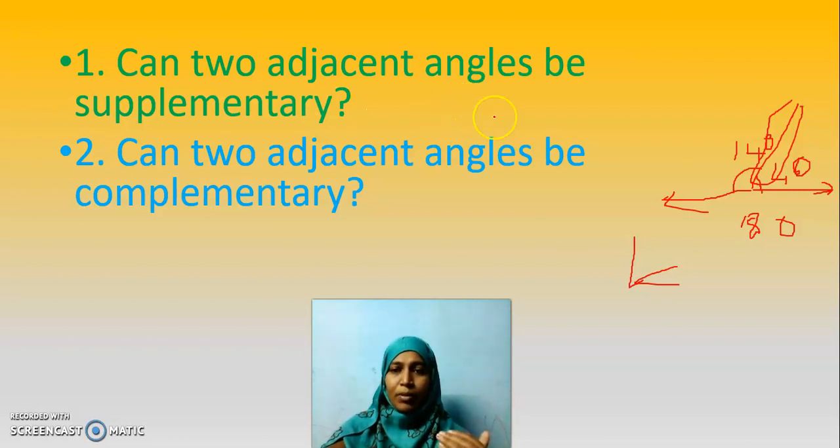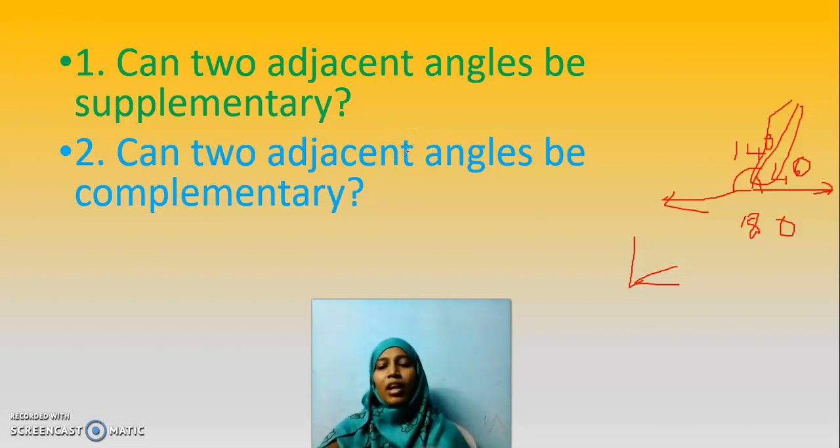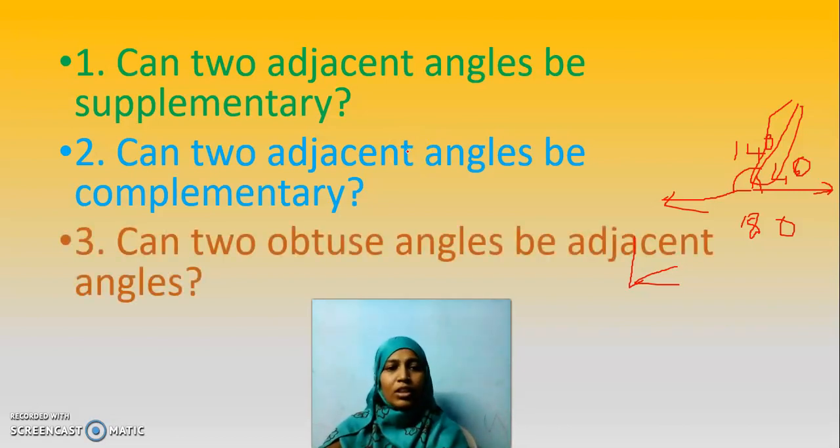Can the supplementary angles be adjacent angles? Yes, they can be adjacent angles. Can complementary angles be adjacent angles? Yes, they can be adjacent angles. Now the third question is, can two obtuse angles be adjacent angles?